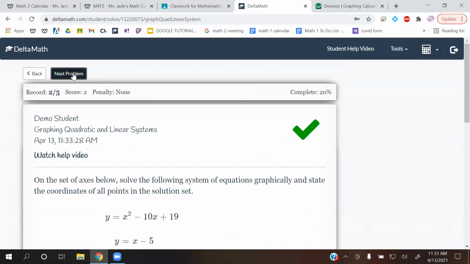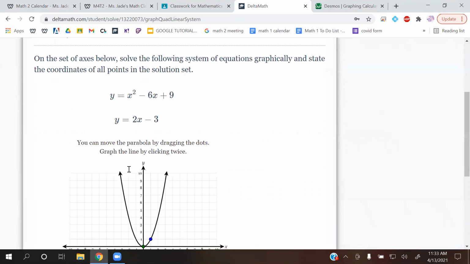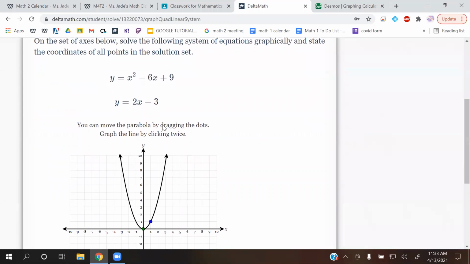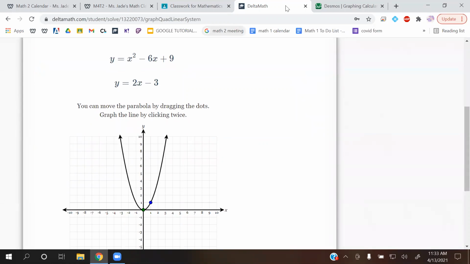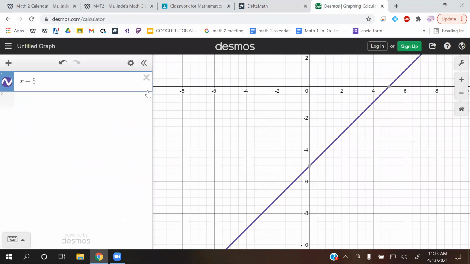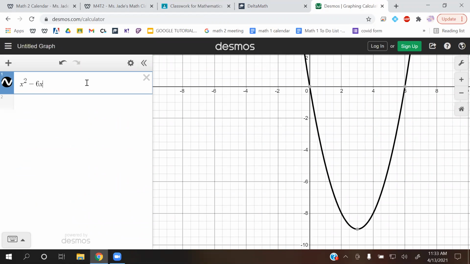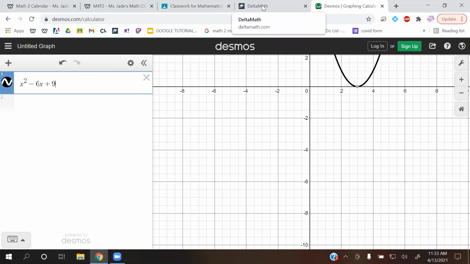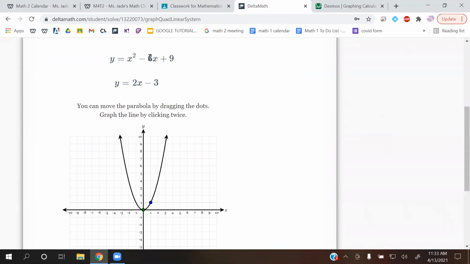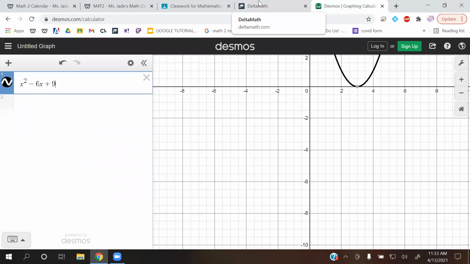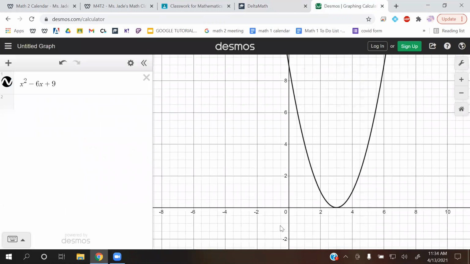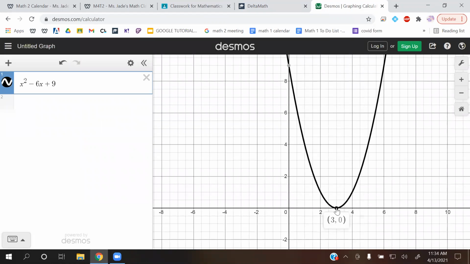Let's see, we can do one more of these just because. Okay, on the set of axes below, okay, I don't need to read all that. Let's graph this. X squared minus 6x plus 9. Was it plus 9 or minus 9? Plus 9, okay. So x squared minus 6x plus 9, good. Okay, so let me drag this up. So we have a point at 3, 0, and we have a point at what looks to be 4, 1. So 3, 0, and 4, 1.